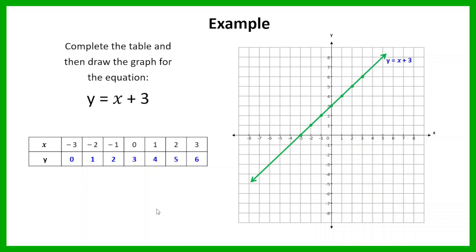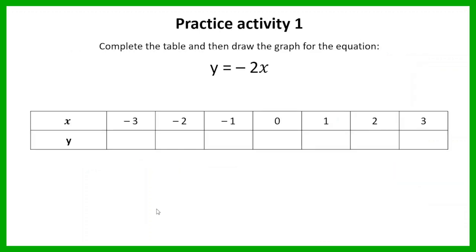Now you're going to do one for yourself. The first one you're going to do is this one over here. You need to complete the table and then draw the graph for the equation y equals negative 2x. You're going to follow the same process that we did in the last example. You're first going to complete the table by working out all the y values that correspond to these x values that you've been given.